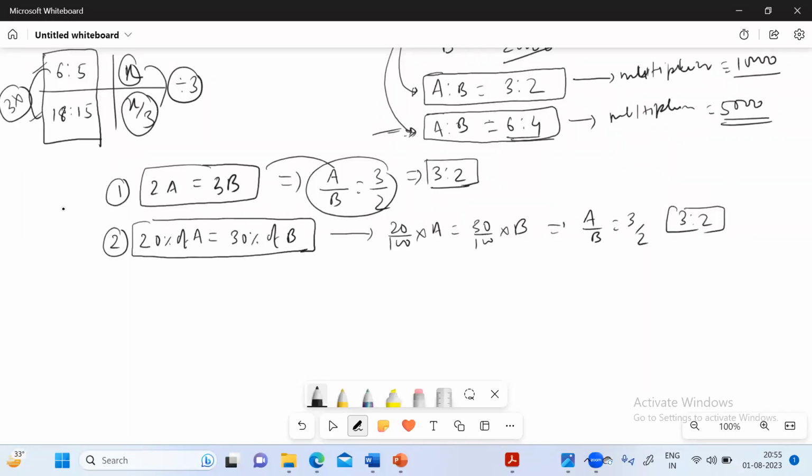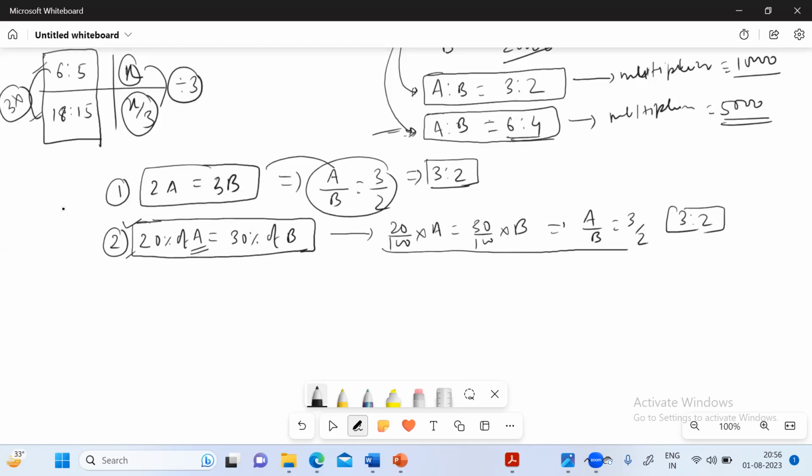So this is also a way, and you can get the ratio from this statement only, without doing these steps, if you're smart. Like 20% of A is 30% of B. By seeing the statement, you can easily say that A is the greater quantity. And since it is in multiplication format, it will always be in the percentage ratio only, like 30 is to 20. And that is 3 is to 2.